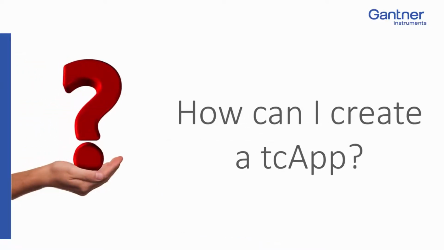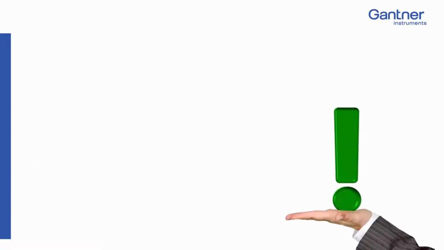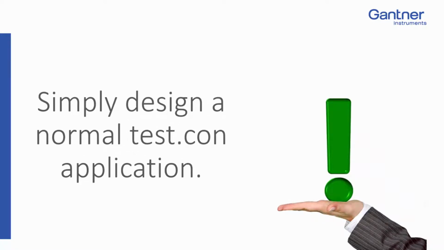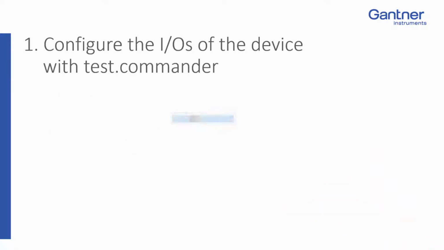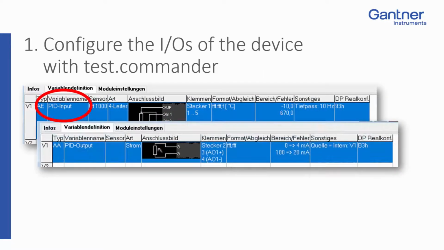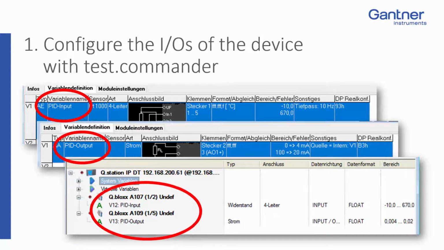How can I create a tcApp? Simply design a normal test.con application. First, create the test commander configuration. The inputs and outputs which are configured here are the ports of a tcApp.